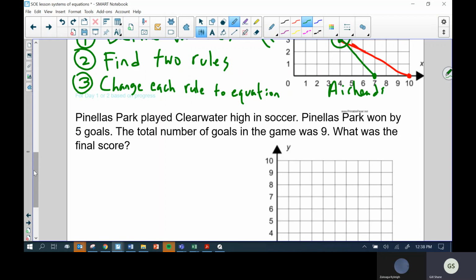What is each one? So first, you need to define your variables. That's the first step. X is going to stand for this, or X is going to equal this. Y is going to equal that. That will be one of them. That's the easy one. That's what I just told you.